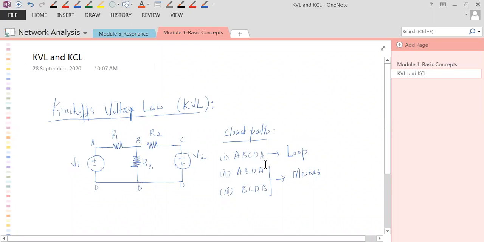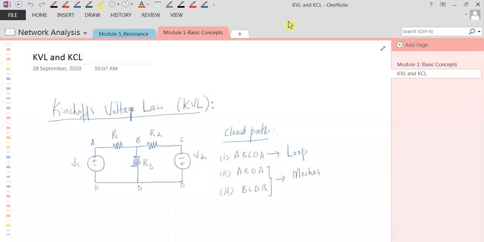But what's happening with ABDA and BCDB? ABDA is a closed path within which we don't have any other closed path. And BCDB is another closed path within which we again don't have any closed path. That means these are meshes. Get that point? So loop is a closed path within which you will find some more closed paths. Mesh is a closed path within which you will not find any other closed path. And KVL can be applied to loop as well as mesh, which means that KVL is applied to any closed path.